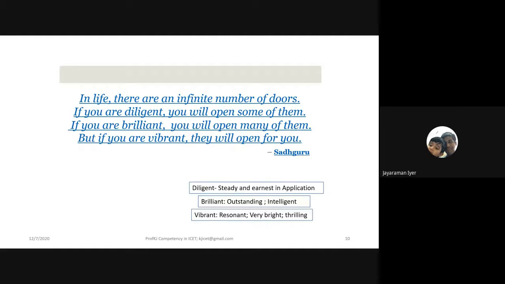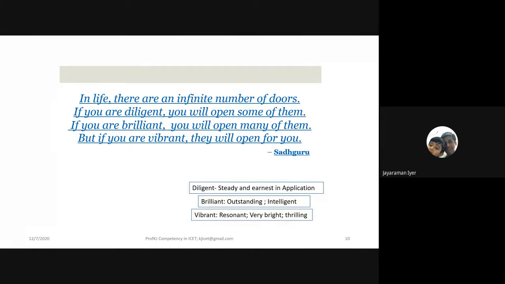Oh, he can get. So, it's not actually employment. Opportunities are there. If you are diligent, you will open some of them. Diligent means study and earnest application, you will open some of the doors which are opportunities and you will get employed. It could be even, say for instance, app development today. But you should be studying that. If you are brilliant, that means outstanding, very intelligent, you will open many of them.